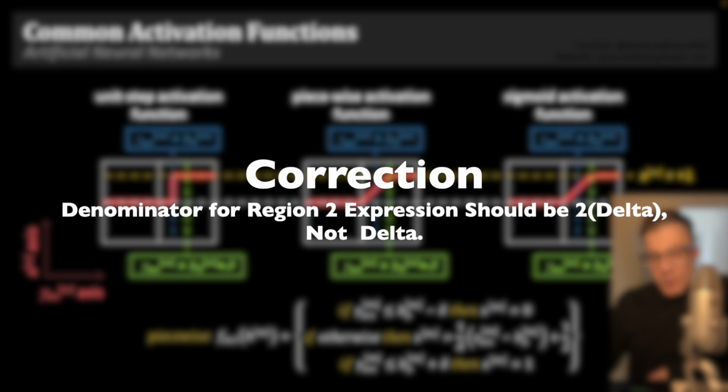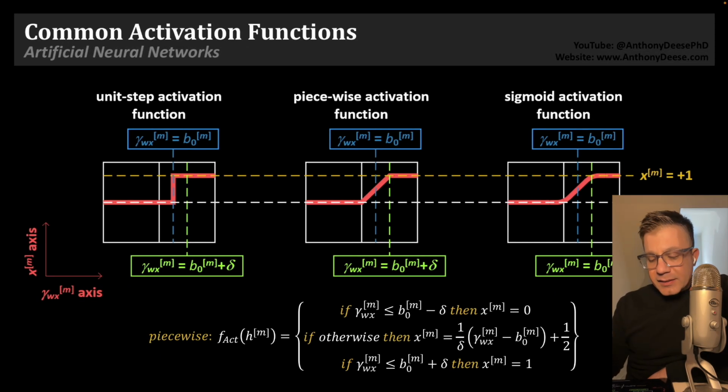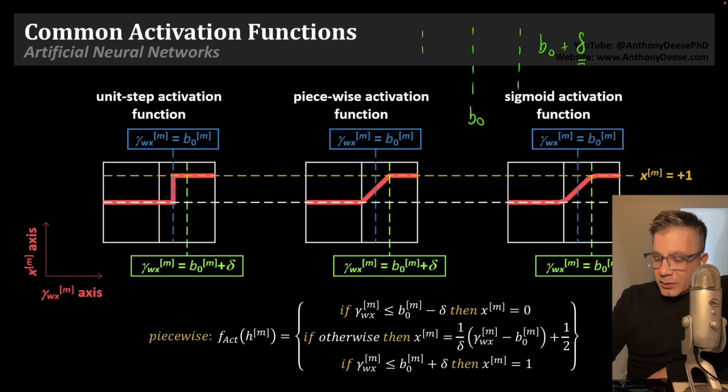Next, we discuss a piecewise activation function, which, unlike the unit step, has 3 regions along the x-axis instead of 2. So the midpoint for this activation function is defined by the offset bias b sub 0. We have the high end of this window, which is defined as b sub 0 plus delta, where delta is going to be user-defined. And then we have the low end of this window, which is defined as b sub 0 minus delta. So the width of this window would be equal to 2 times delta. And so we have 3 different regions.